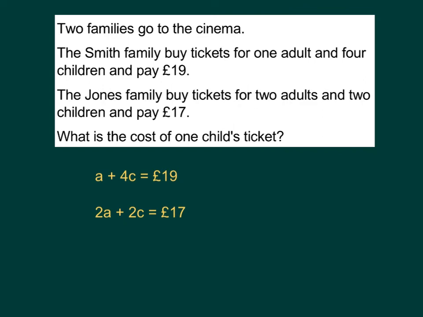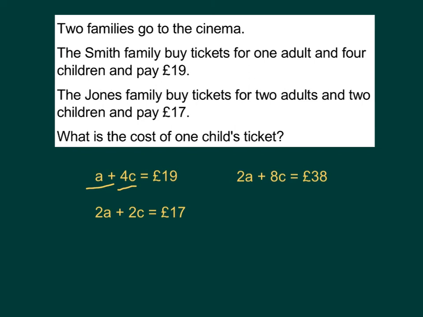Now, the first thing I would do is write it out algebraically. A representing the price of an adult ticket, and C representing the price of a child ticket. It's still not immediately obvious what the answer is, because in each formula we've got two variables, A and C.